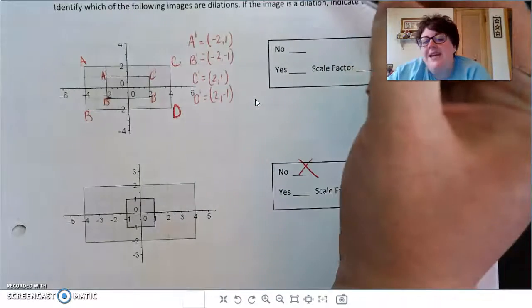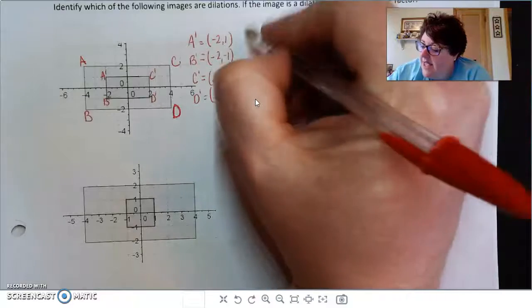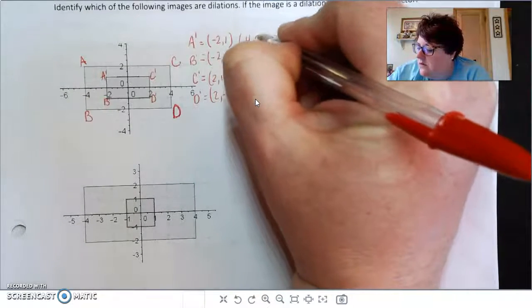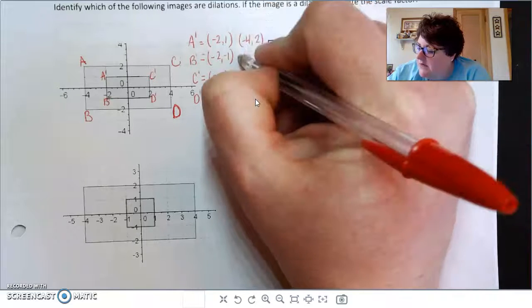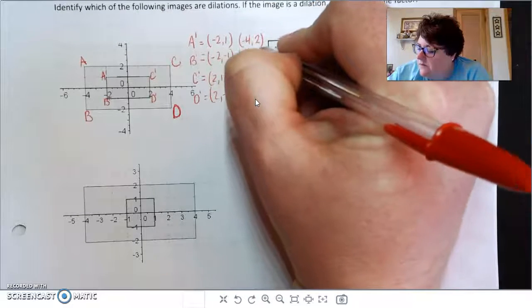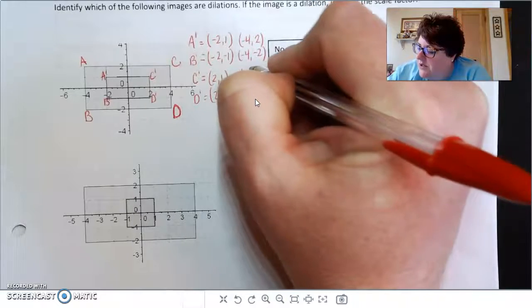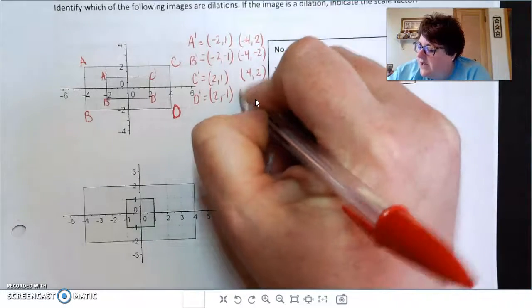Then if I look at A, B, C, and D, A is -4, 2, and B is -4, -2, and C is 4, 2, and then D is 4, -2.